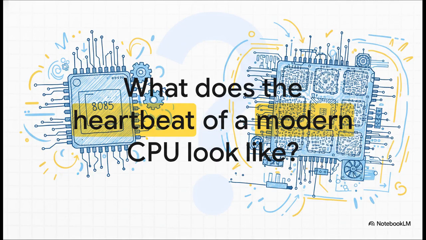And that leaves me with one final thought. The basic principles we've just walked through for this nearly 50-year-old chip are still fundamentally true today. They're happening on a scale that is almost impossible to comprehend. So it really makes you wonder, with billions of transistors and dozens of cores, what does the heartbeat of a modern CPU even look like?